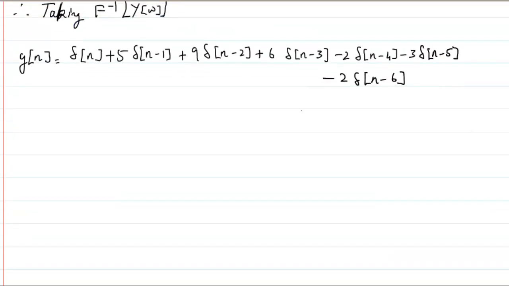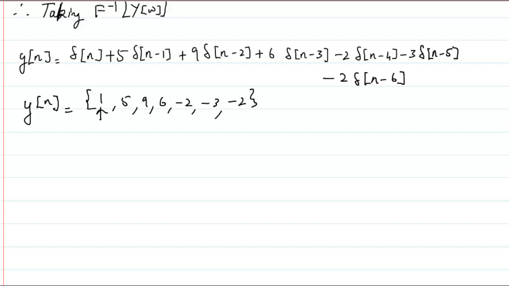Which now I can write as y of n is equal to, I'll put the bracket and I'll put each of these values: 1, 5, 9, 6, minus 2, minus 3, minus 2. So that is how we find out y of n using the Fourier transform technique.